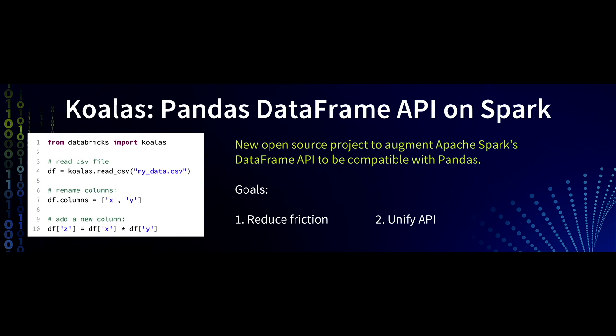To fix that problem, to make the job of data scientists easier, we're announcing a new open source project here today called Koalas. As the title suggests, it's very simple to understand. It provides a Pandas API on Spark. There are two goals. One is to reduce friction. We want data scientists to be able to use big data without learning a whole new framework. Second, we want to create a new unified API that you can use both on a small laptop and on a large cluster without changing a program, except for a single line: import from Databricks import Koalas.